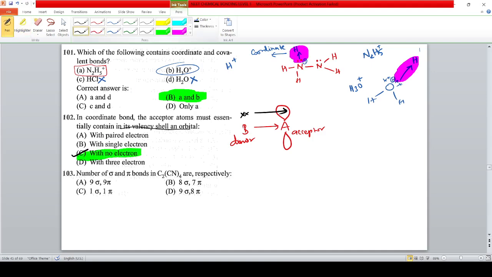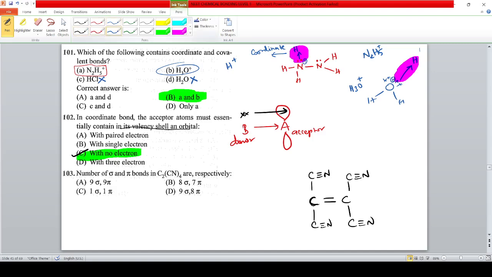Then question number 103. The number of sigma bonds and pi bonds in C2(CN)4. So there are 2 carbons and 4 cyanides. This is a cyanide, this is another cyanide, this is the third cyanide, this is the fourth cyanide. Carbon should contain 4 bonds, so the third and fourth bonds are one above and one below.